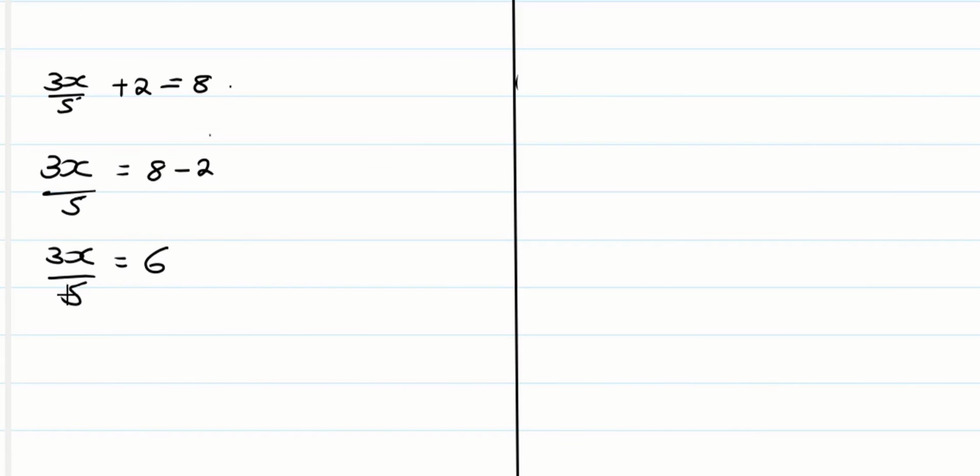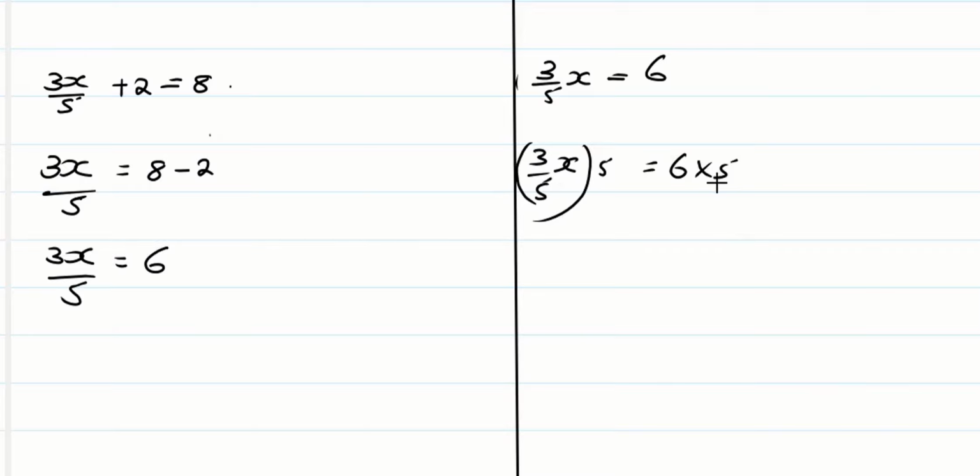But you see, I have a 5 here, so I can write this question like this. 3 over 5 x is equal to 6. But I want to remove this 5 from both sides so that it becomes easy to solve the whole question. And to do so, the easiest way is to just multiply both sides by 5. So 3 over 5 x, I multiply by 5, and 6 I also multiply by 5, such that what I've done on the left side, I also do on the right side.